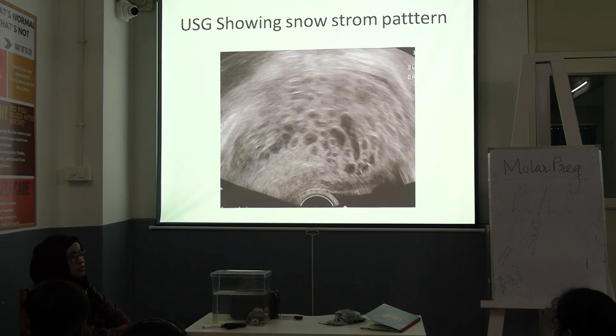Yes, because the uterus is very soft, you can easily perforate it, and unnecessary curettage is not required in molar pregnancy. You will just do suction evacuation, and whatever tissue comes, you will send for histopathological examination. The diagnosis will be confirmed not on ultrasound but on histopathological examination. So the most important management is suction evacuation.